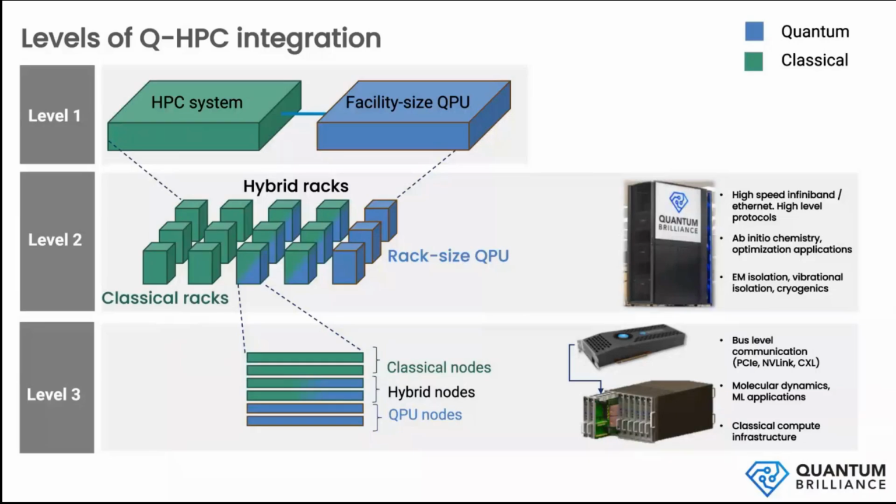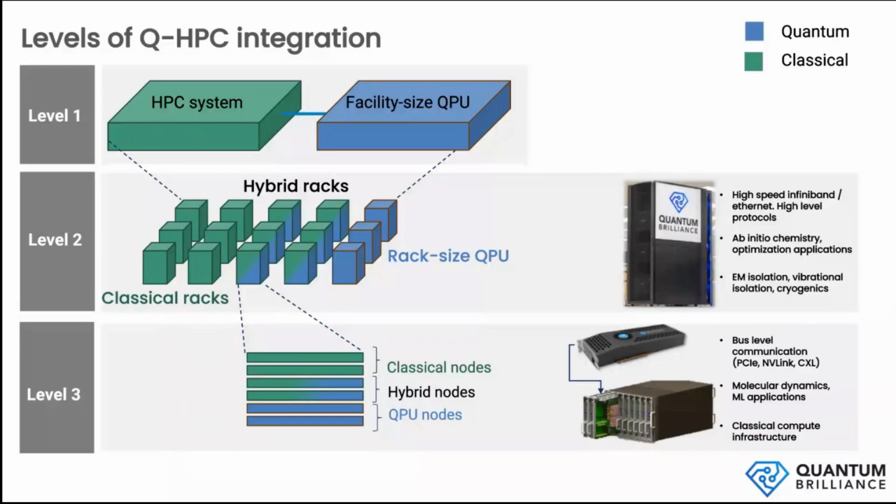Now, that's level 1. Of course, Quantum Brilliance currently has the experience in level 2, and that's where we are. And I'm sure that a lot of companies are actually in level 2 as well. And that means that you put within the same room your classical racks and your quantum racks. And of course, you may have hybrid racks as well. One example, there is a picture here, is where we have the 3 quantum computers in one single rack. And currently, Quantum Brilliance is using this type of system for ab initio chemistry and optimization applications.